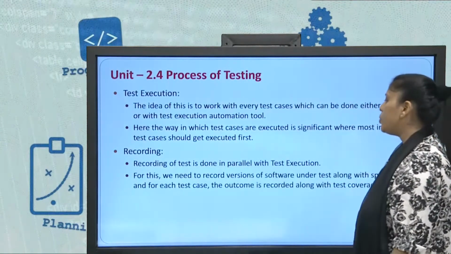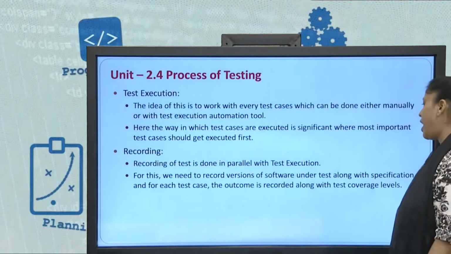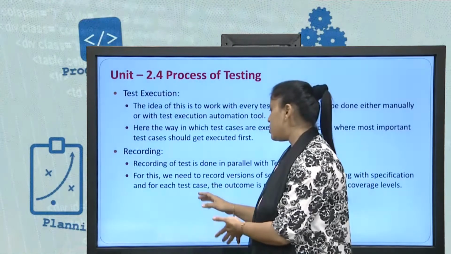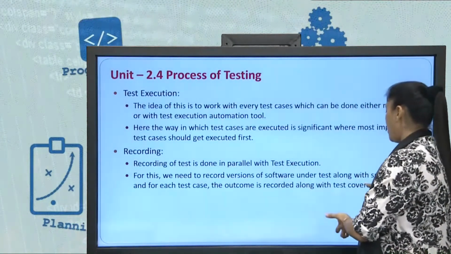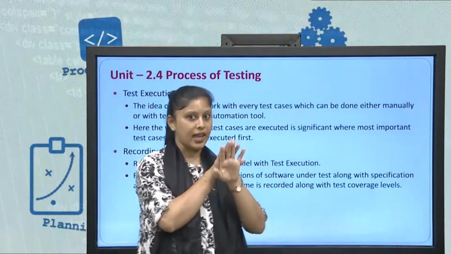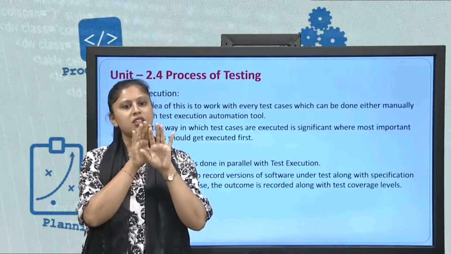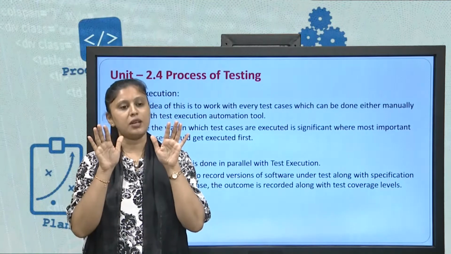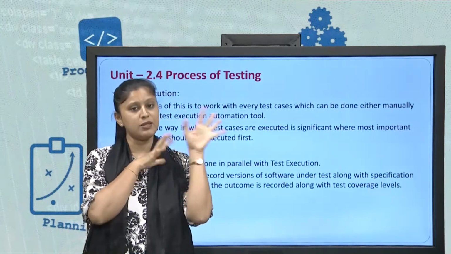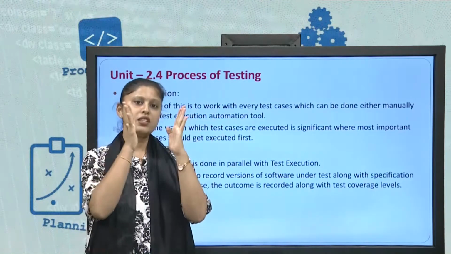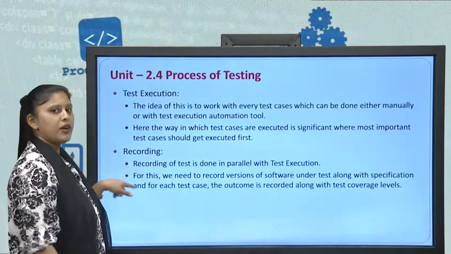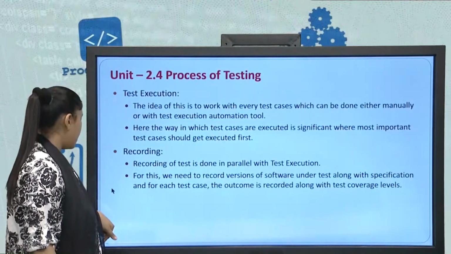For this we need to record the versions of the software under test along with the specification, and for each test case the outcome is recorded along with the test coverage. Whatever specifications we had, the testing execution is checked against them, that means the actual result and the expected result in the specification are both checked and recorded, and that is prepared in the recording.